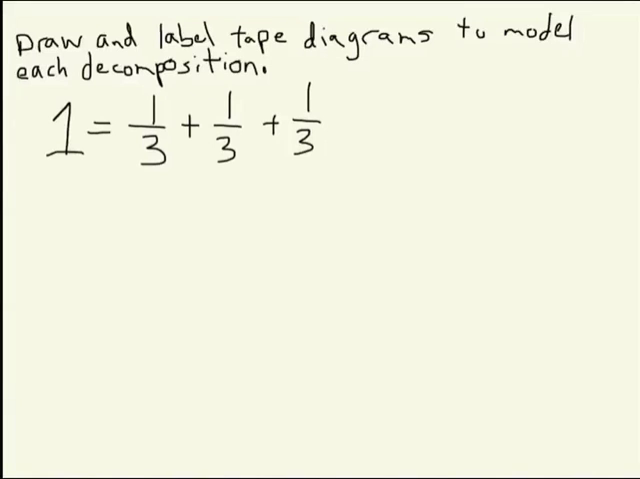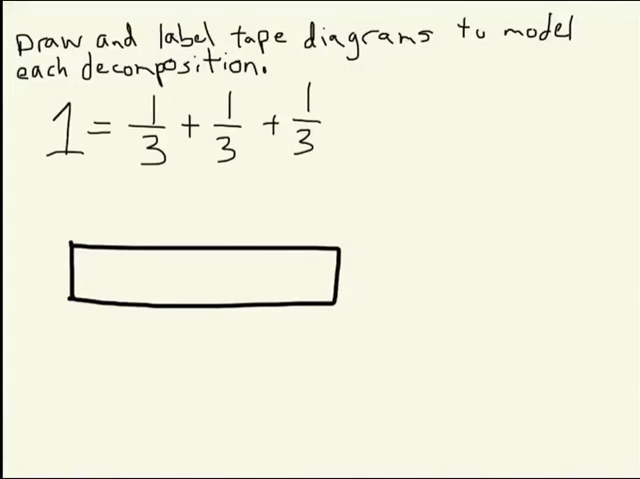Now what we're going to do in this slide is I'm going to draw and label tape diagrams to model each decomposition. So here is my first decomposition. 1 equals 1/3 plus 1/3 plus 1/3. So I know that 1 is my numerator. That means 1/3 is my unit fraction. So I'm going to create a tape diagram. I'm going to divide it into thirds.